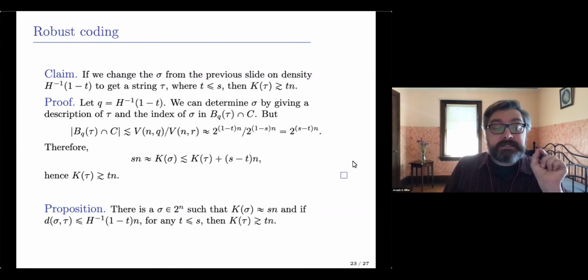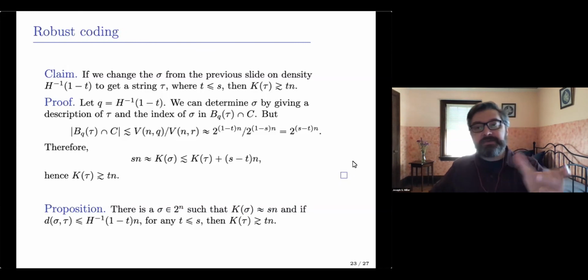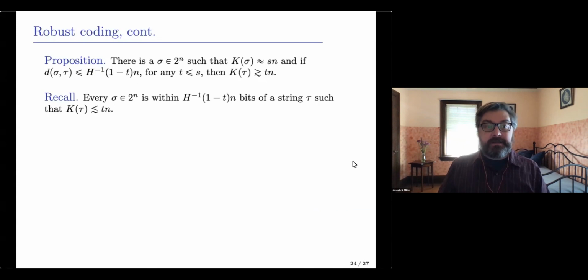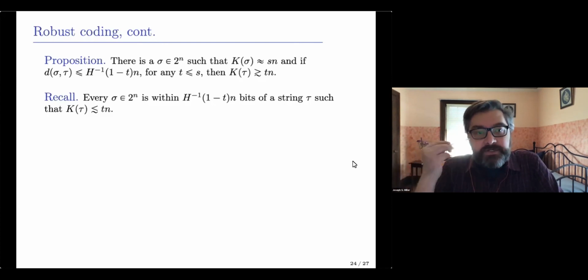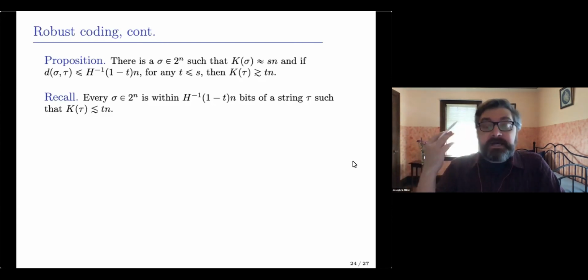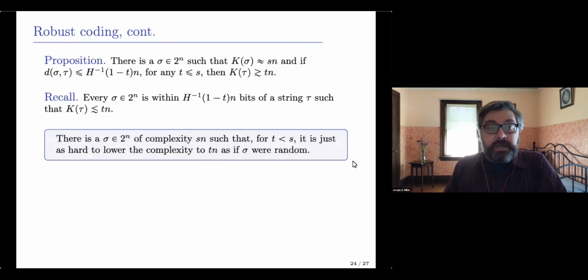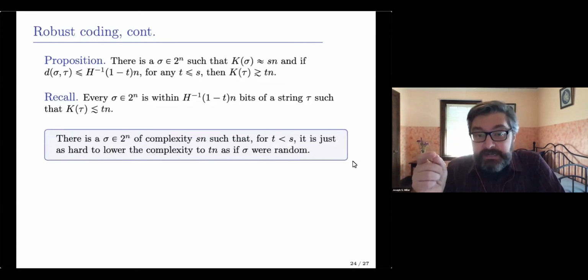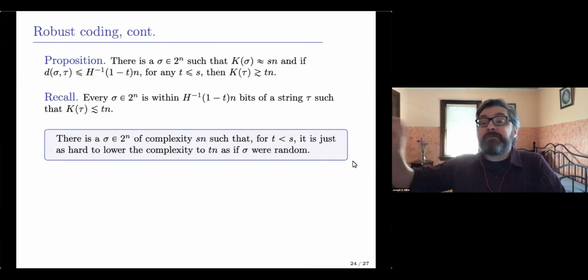The distance between sigma and tau, I flipped this around, sorry. Let me copy that proposition up here. Right. So the point is that if the distance between sigma and tau is less than or equal to h inverse of 1 minus t times n, then the complexity of tau is at least t times n. But like I said, you can't do better than that. That's as bad as a random. So you have something of complexity s times n, such that it's just as hard to lower its complexity to tn as if it were random.